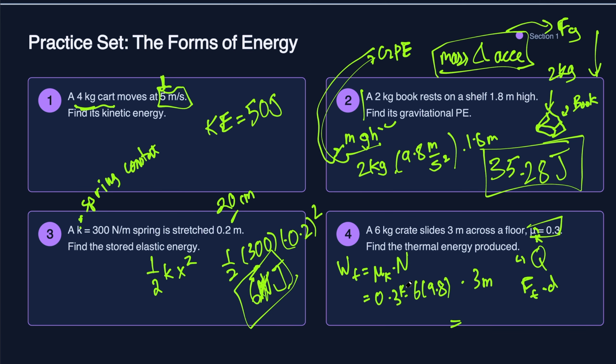So this is kgs, or no, this one doesn't have units. This is kgs. This is meter per second squared. So the units match up. So if you multiply this out, you should get 52.92 joules. Okay? And that's your answer.